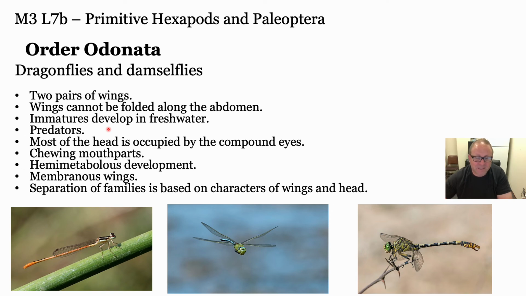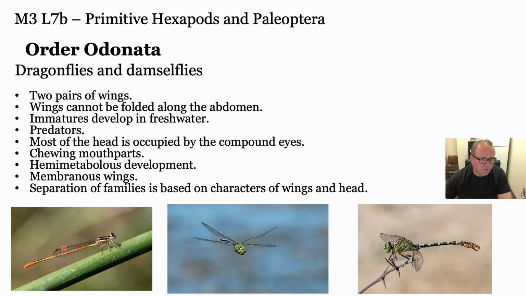Dragonflies are some of the best hunters, the best visual hunters in the insect world, probably in the world, actually. They're extremely fast. They can change direction, move very quickly, and they can see everything. You can see most of the head is occupied by compound eyes. And we'll talk about the difference between damselflies and dragonflies in a second. They have chewing mouth parts, direct development, and membranous wings.